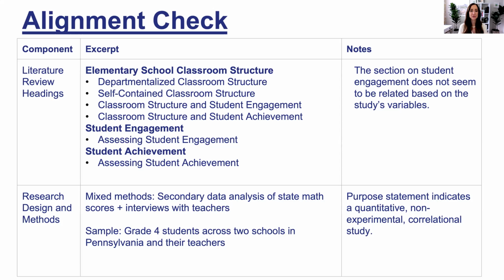Those major headings in your literature review, which are typically APA level 1 or 2 headings, need to be aligned with the key concepts and/or variables in your study.